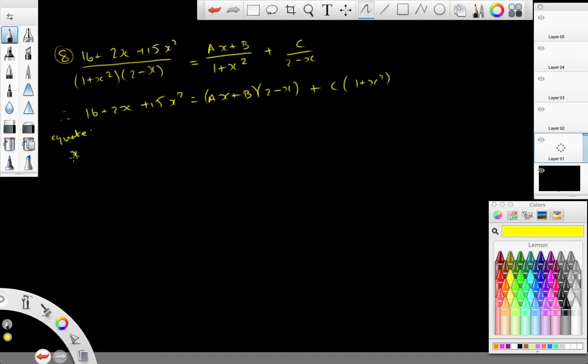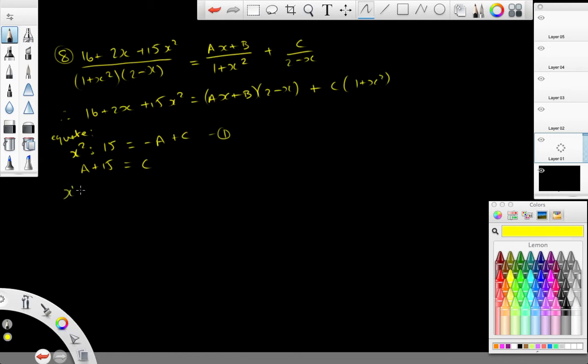So we're going to have x squared. Well, x squared is 15 in that case. And on the other side, we're going to have minus a plus c. So in other words, you can say c is equal to a plus 15. We'll call that equation 1.